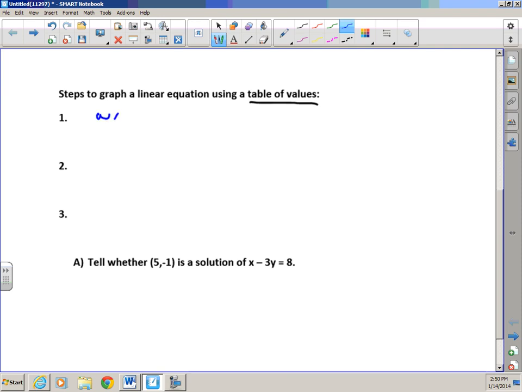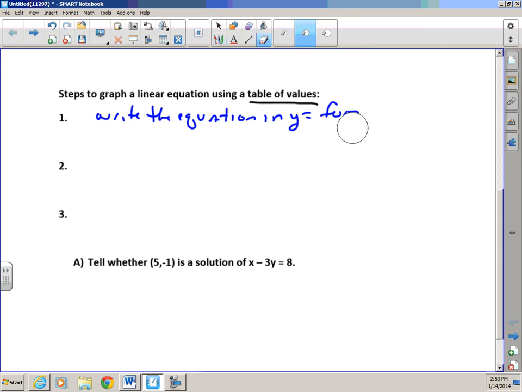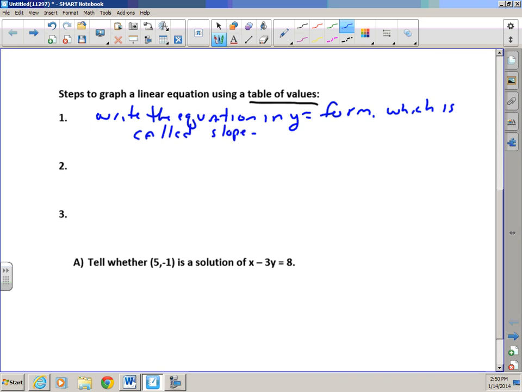So the first thing we need to do is write the equation in y equals form, meaning we want to isolate the y, which is called slope-intercept form. Now, this concept of slope-intercept form, which you're going to see later on in this unit, is very, very useful in graphing.